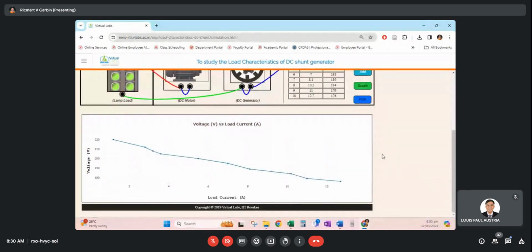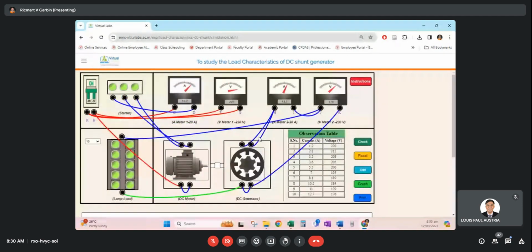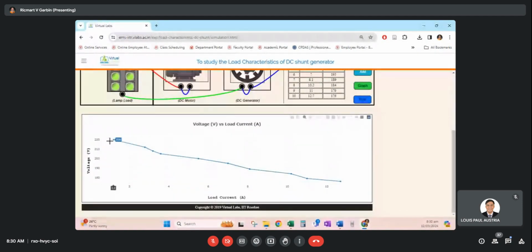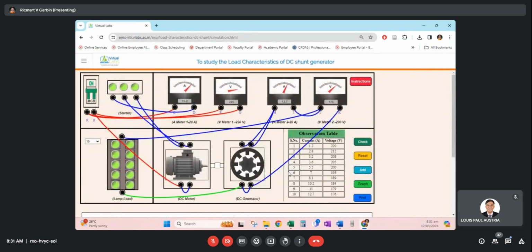So if you're going to graph that, ito na daw yung load characteristics ng ating DC shunt generator. So as you can see here, habang nagdadagdag tayo ng load, bumababa yung voltage, pero tumataas si current. So, pwede na yung isa sa mga magiging observations nyo dito. Do you follow po? Yes po. Tama po ba?